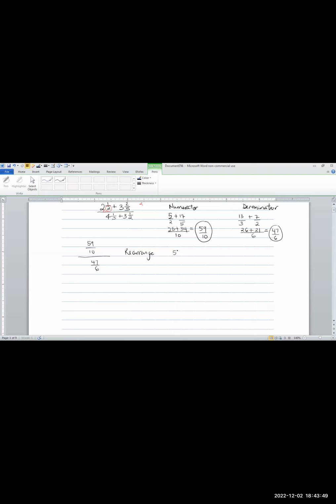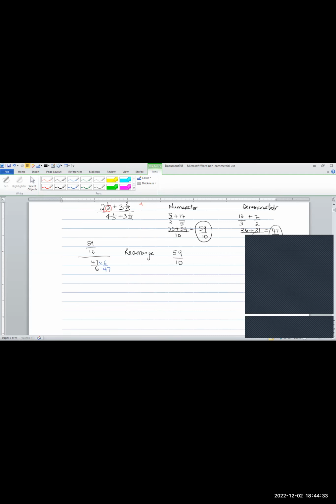When we rearrange, we're going to have 59 over 10. Remember, we did this last time in class, but let me show you this little trick. We're going to multiply by the inverse. What is the inverse of 47 over 6? Don't tell me you forgot how to find the inverse. The inverse is 6 over 47. So you multiply by the inverse, which is 6 over 47.